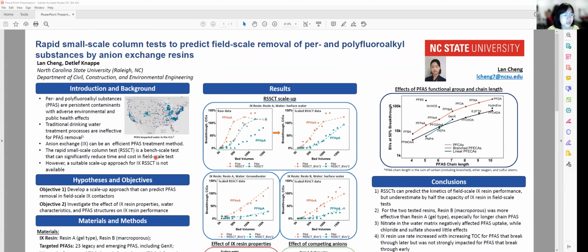Right now, the most widely used method for determining the ion exchange resin performance is field scale tests, such as pilot tests. However, pilot tests are very time consuming and expensive. The rapid small scale column test is a bench scale test that can significantly reduce time and cost compared to the field scale test. However, a suitable scale up approach is not available.